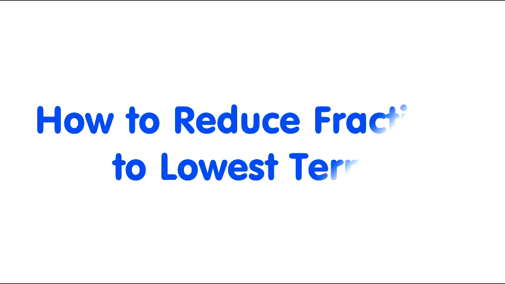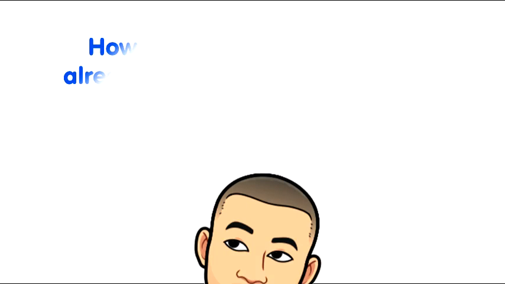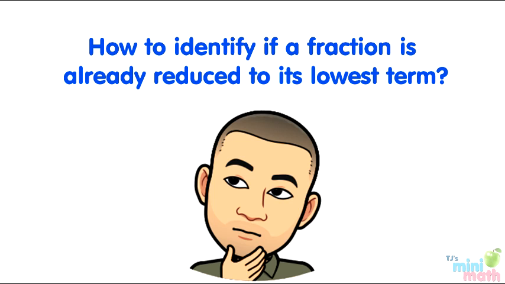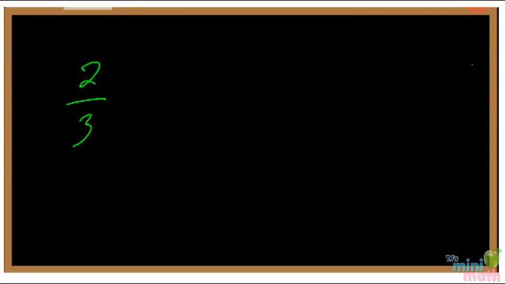Students, today we are going to learn how to reduce fractions into its lowest term. So first, how are we going to identify if a fraction is already reduced into its lowest term? For example, we have 2/3. So 2/3 is already reduced into its lowest term because there is no common factor between the numerator and the denominator other than 1. Okay, so this is already reduced into its lowest term.